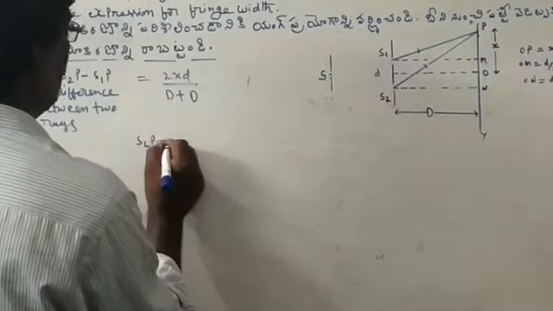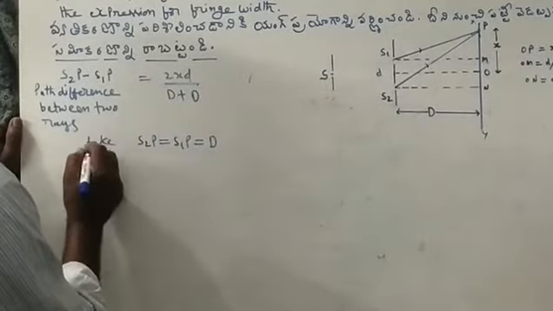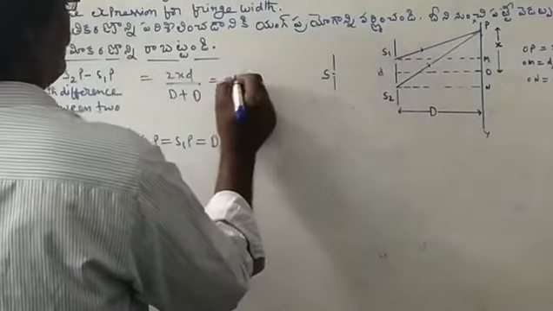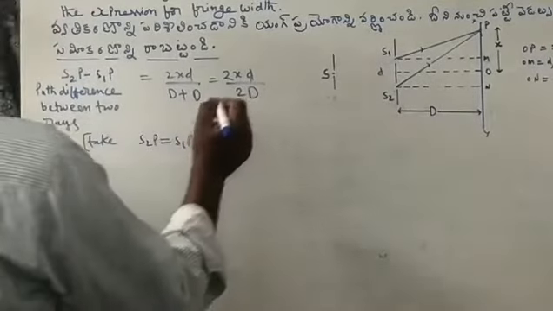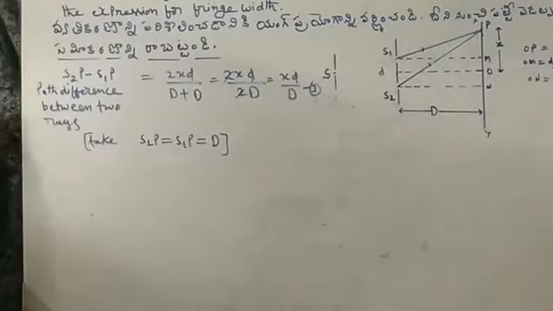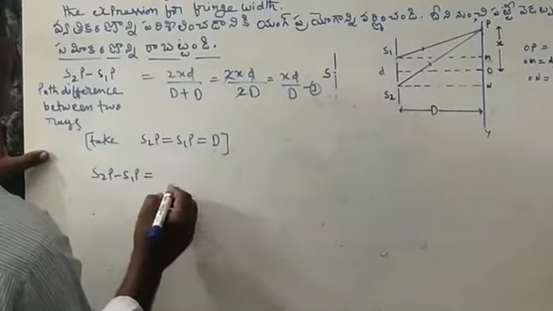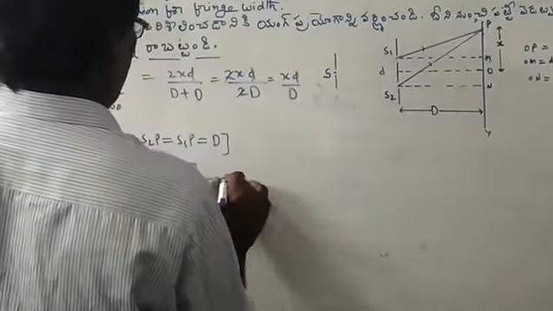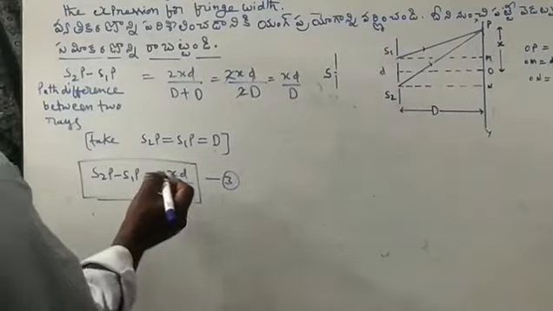Taking S2P is approximately equal to S1P is approximately equal to D, the path difference equals 2xd by D plus D, which is 2xd by 2D. The 2 cancels, so that equals xd by capital D. This is equation number 3. The path difference between two rays, that means S2P minus S1P, is equal to small x into small d by capital D.